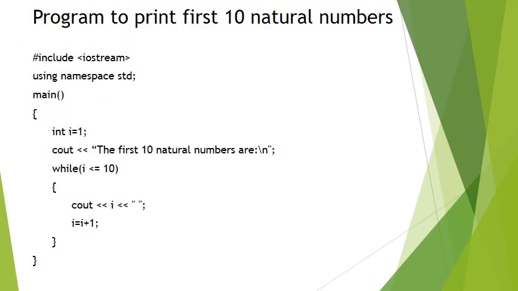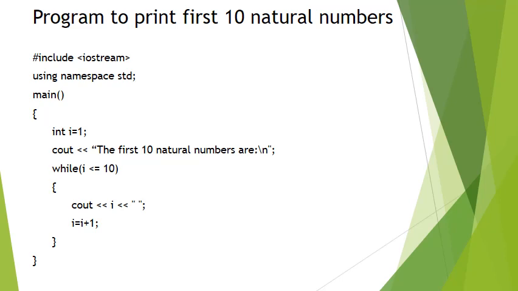See an example. The program is to print the first 10 natural numbers. We have included the iostream header file and using namespace std. After that, inside the main, I have declared a variable i as an integer and initialized it with the value 1. And inside the while loop, I have given the condition as i less than or equal to 10.